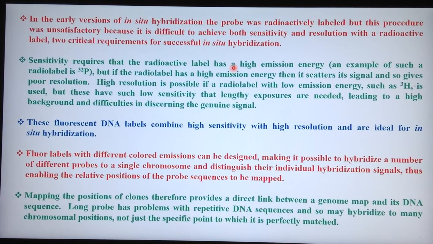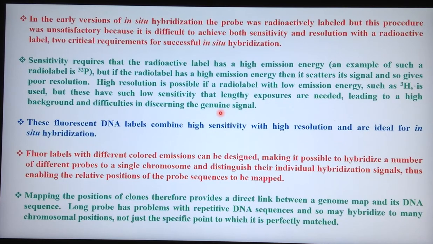In earlier versions, even in the DNA sequencing methods, initial usage was with radioisotopic labeling, but now, for many reasons, fluorophores are preferable over isotopic labeling. One is the safety issue. Another is that some of the isotopes have very high emission energy which results in scattering of the signal and resolution is very poor. And if we use some weak isotopes, then low emission energy requires very long exposures on the photographic plates. So it results in high background and difficulties in getting the required signal.